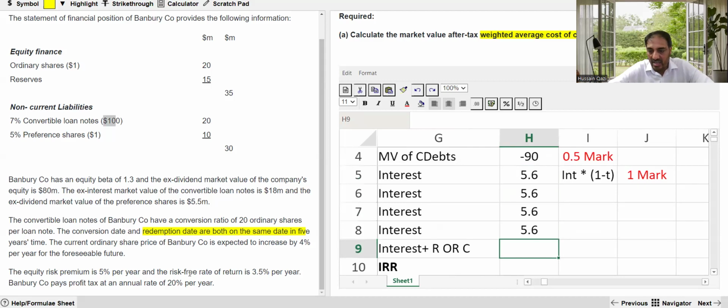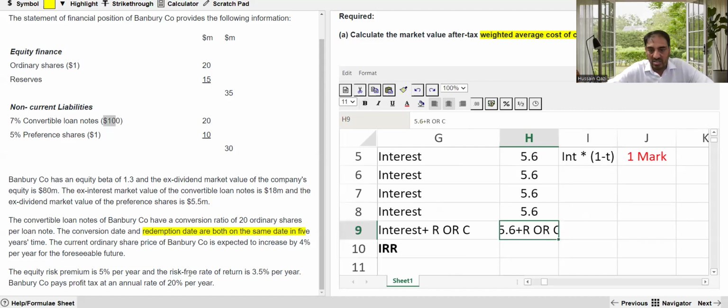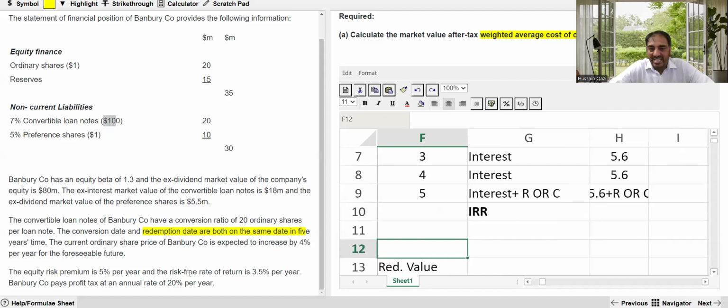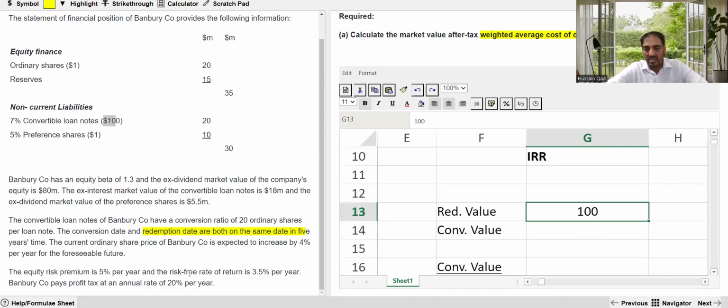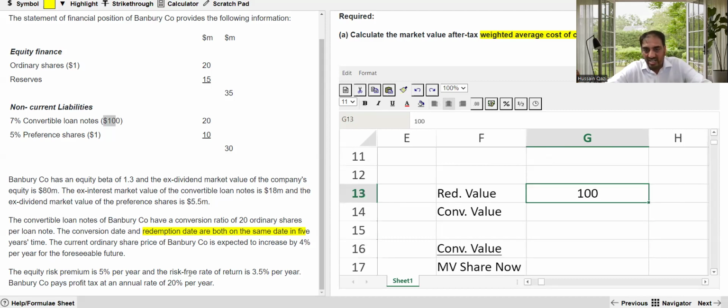And at the end of the day, 5.6 plus redemption or conversion. So let's decide either the redemption or the conversion value. Redemption value is by default 100. If it's not mentioned that redemption is at par or at premium, it's by default at par. That's 100. The conversion value we need to calculate.